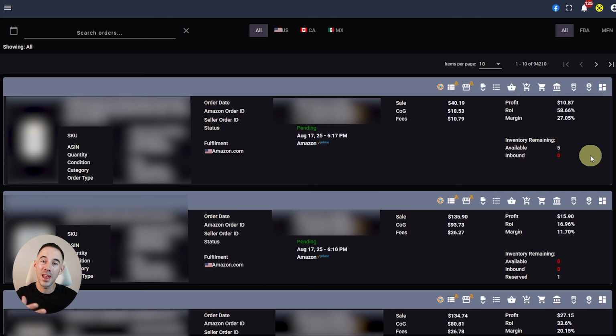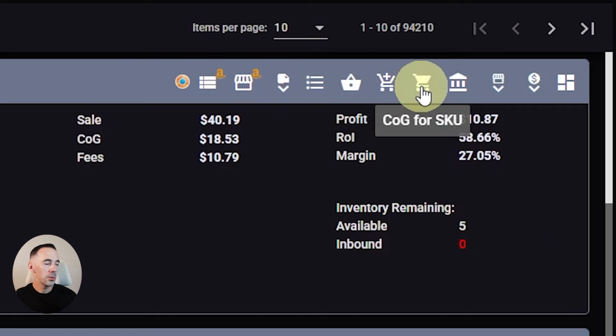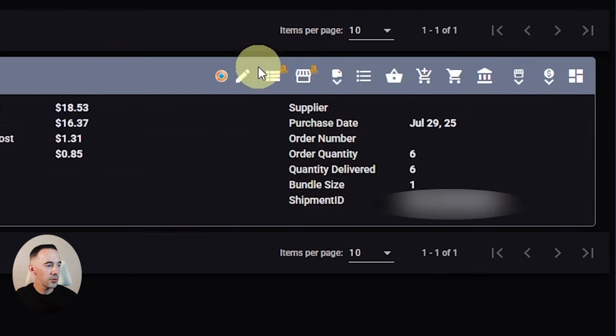And you can even go in and edit the cost of goods and do that really, really simply. And I think cost of goods is per SKU. So when you go in, you can click on it, and then what you can do is click edit.